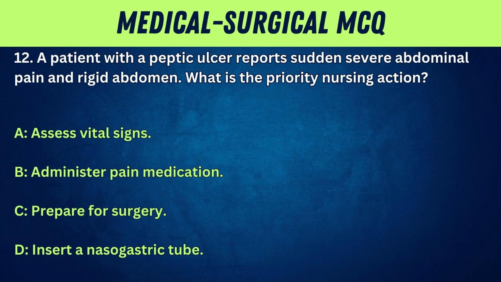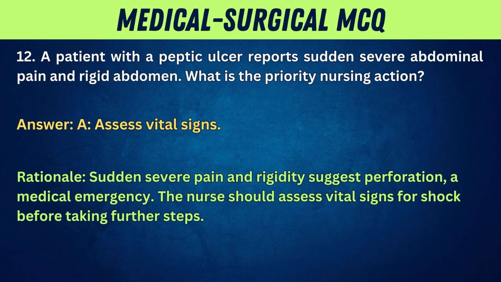What is the priority nursing action? A. Assess vital signs. B. Administer pain medication. C. Prepare for surgery. D. Insert a nasogastric tube. Answer: A. Assess vital signs. Rationale: sudden severe pain and rigidity suggest perforation, a medical emergency. The nurse should assess vital signs for shock before taking further steps.